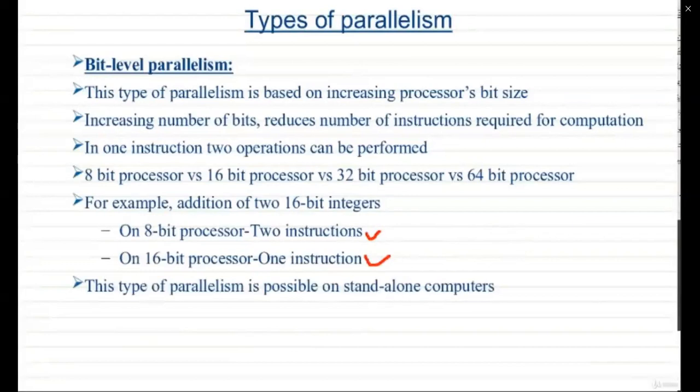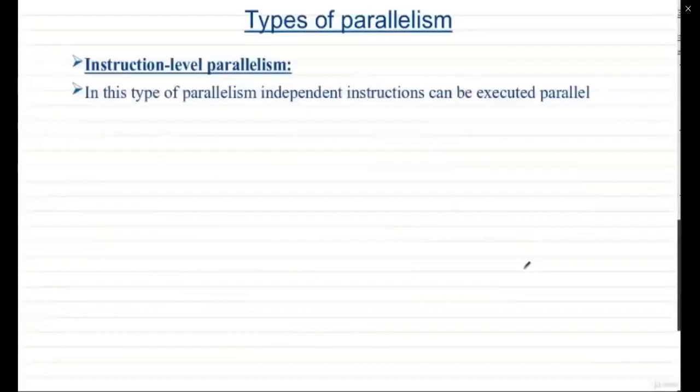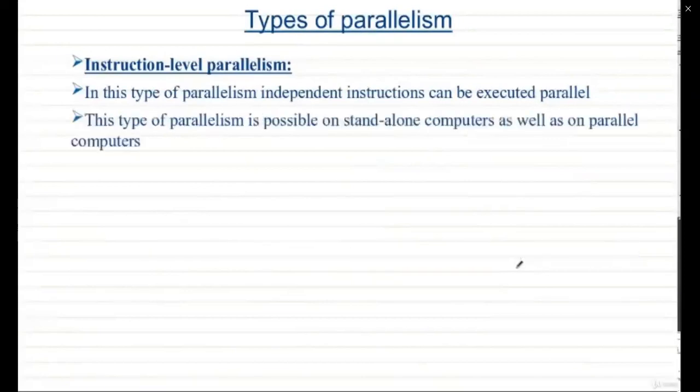Next, consider the next type of parallelism, which is instruction level parallelism. In this type, independent instructions can be executed in parallel. These instructions are not dependent on each other, by data or any other perspective, so they can be executed in parallel. This type of parallelism is possible on a standalone computer as well as on parallel computers.